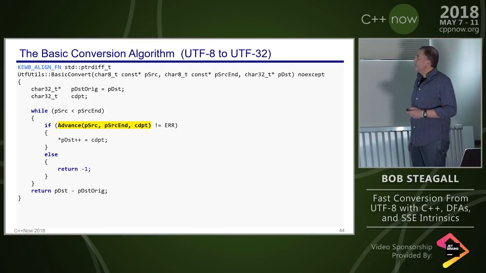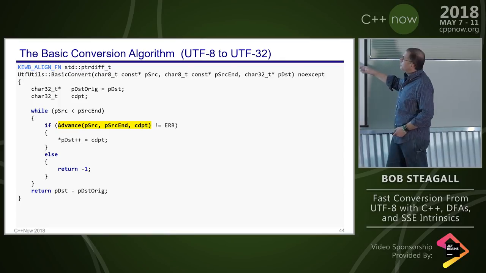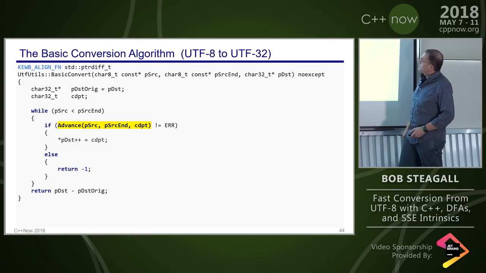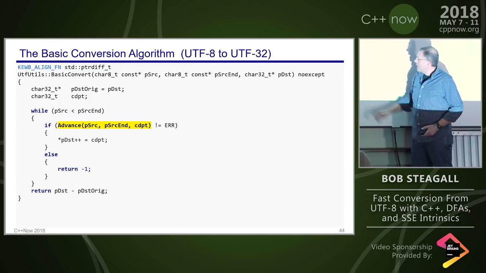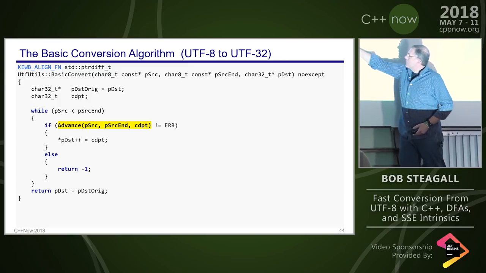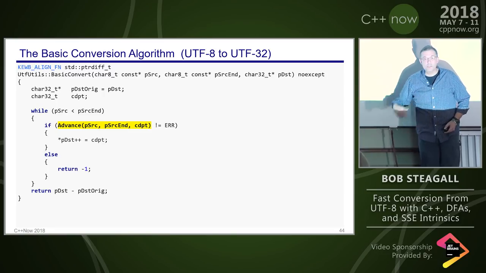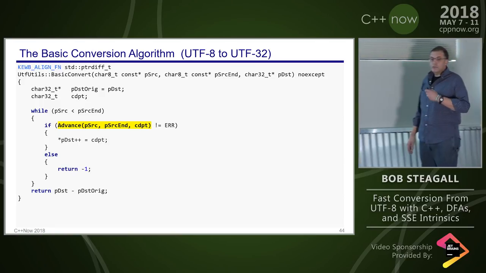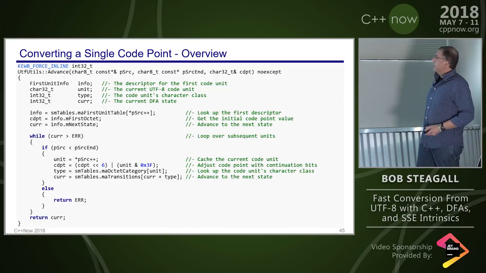Okay. So how does the conversion work? Well, let's start with the basic conversion algorithm. It's very simple. I've got my input iterators, my begin and end iterators, and I've got a pointer to my output buffer. I'm going to store the beginning of my output buffer so I can determine how many code points I've sent. As long as I have input available to me, I'm going to call this function called advance, which is going to work its way through the DFA table. And as long as advance doesn't give me an error, I can keep decoding.